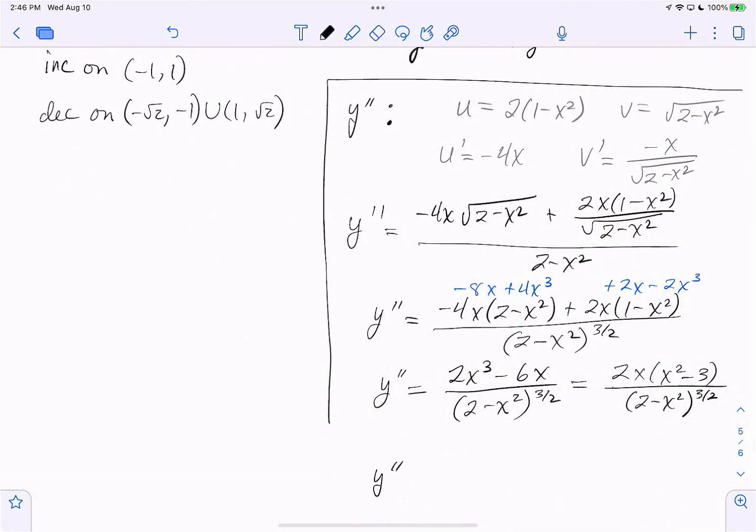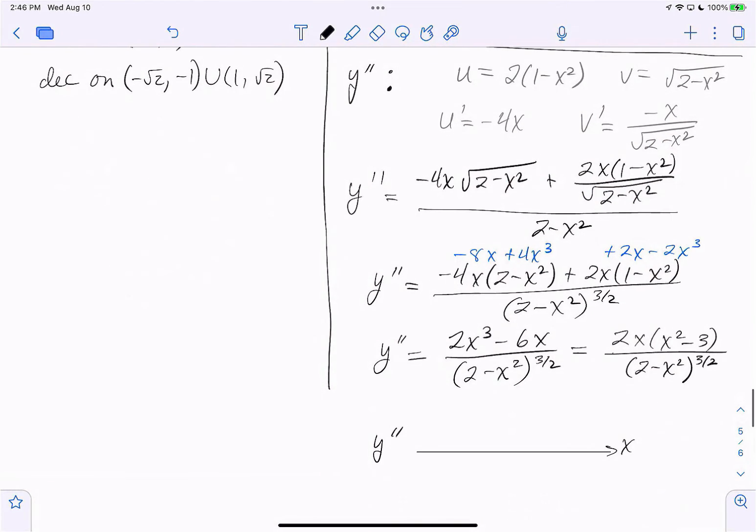Now, when we want to analyze the signs of y double prime, again, we have to think about the domain of our function. X equals 0 is clearly a 0 for y double prime, right? X is a factor in the numerator. But negative square root of 3 and square root of 3 are outside of the domain of our function, and so we don't care about them.